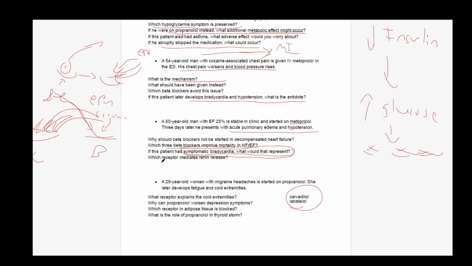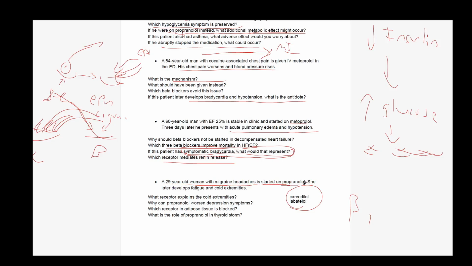And then which receptor mediates renin release? This is beta 1. Beta 1 is present on the kidneys and the heart, and then beta 2 is present on the other tissues. Mainly, think of lung, think of skeletal muscle tissues, and then think of blood vessels for beta 2. We have a 29-year-old woman with migraine headaches.